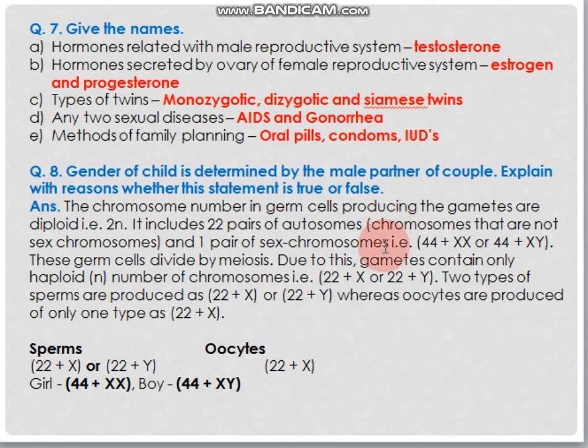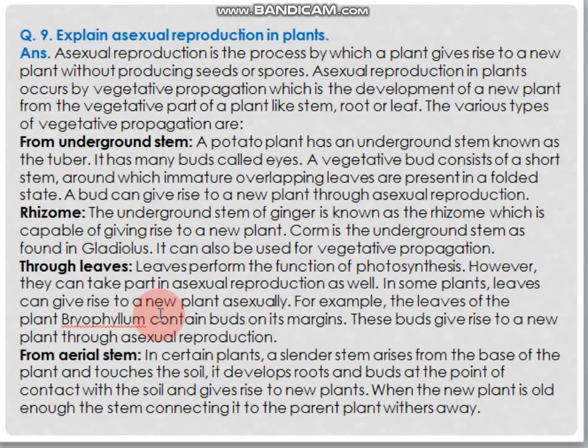Now the 8th question is the gender of the child is determined by the male partner of the couple, the father. Okay, explain the reasons. Again, you can just write down how the chromosomes are distributed, how they form, how they distribute themselves, and if the X chromosome of the father joins with the X chromosome of the mother, the baby is a girl. Okay, like that.